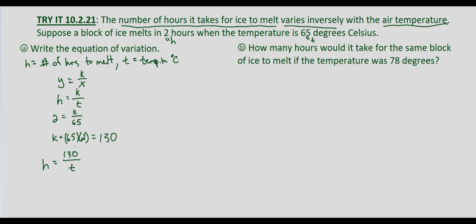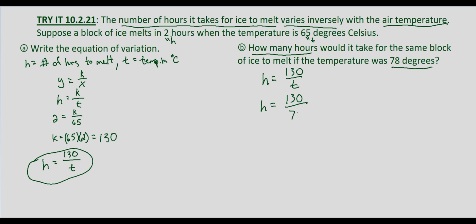So now we're looking at a problem. This is our equation, and we could substitute in: if you take 130 and divide it by 65, you're going to get 2, so that verifies that our equation is correct. And now we just substitute. We're looking for how many hours at 78 degrees. So H equals 130 over T. We're given that T is 78, so the temperature is 78 degrees. So 130 divided by 78.